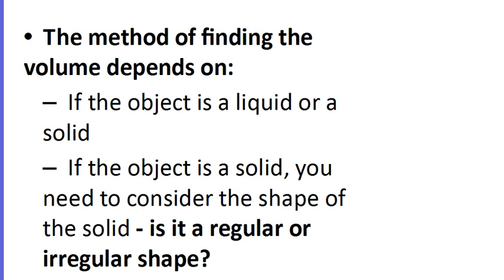The method or the way of finding the volume of an object depends on a couple of factors. If the object is a liquid or a solid. If it's a liquid, you just put it in a graduated cylinder. If it's a solid, there's two different ways you can get the volume. You have to consider the shape. Is it a regular shape that you could measure the sides and figure out volume that way? Or is it oddly or irregularly shaped? And if it's an odd or irregular shape, we have to use the displacement method, putting it in water, just like Archimedes did, to determine if the crown that the king had made was real gold or not. So remember, when you put something in water, the amount of water that it displaces or pushes out of the way is equal to the volume of the object.